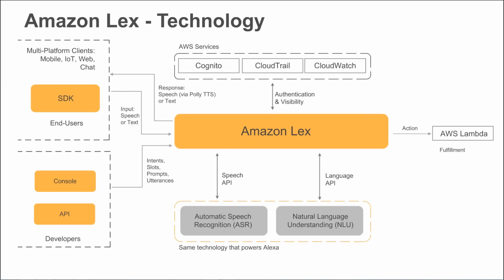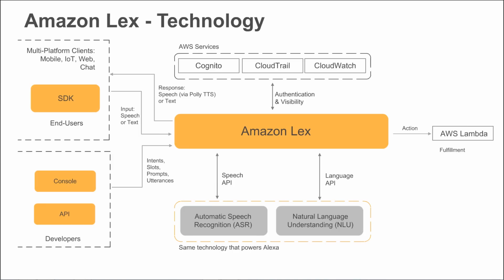Here's a simple representation of the architecture for Lex. So I'm going to start from the left. During build time, you have the console as well as the API using which you can specify intents, slots, prompts, and utterances and build your model on Amazon Lex. Once your model is built, you can deploy it to multiple platforms like mobile, web, and different chat services. And we provide SDKs as well.